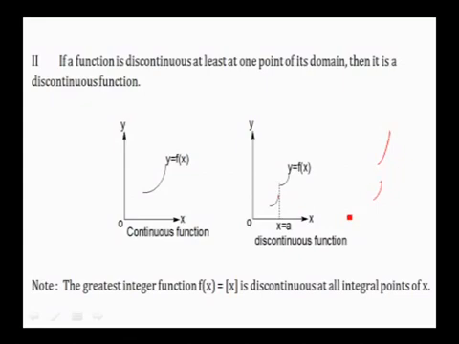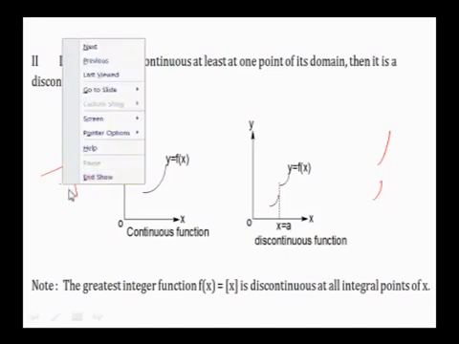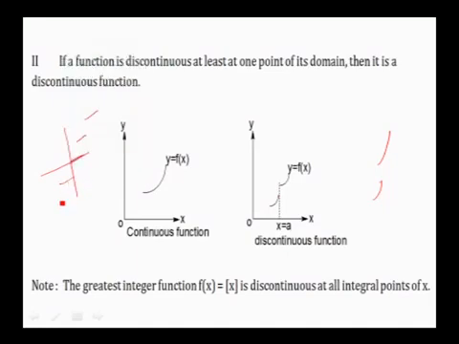So the greatest integer function f(x) = integral part of x is discontinuous at all integral points of x. ಸೊ ನೀವು ಇದನ್ನು ಗ್ರೇಟೆಸ್ಟ್ ಇಂಟಿಜರ್ ಫಂಕ್ಷನ್ ತೆಗೆದುಕೊಂಡ್ರೆ, ಅದನ್ನು ಗ್ರಾಫ್ ಬರೆದ್ರೆ ಸಾಮಾನ್ಯವಾಗಿ ನಿಮಗೆ ಹೀಗಿರುತ್ತೆ. ಸೊ ಈ ಥರ. ಸೊ ಯು ಫೈಂಡ್ ದಟ್ ದಿಸ್ ಈಸ್ discontinuous at all these points. ಈ ಇಂಟೆಗ್ರಲ್ ಪಾಯಿಂಟ್ಸ್ ಇದೆಲ್ಲ 1, 2, 0, -1 ಹೀಗೆ ಬರ್ತಾ ಇರುತ್ತೆ. ಸೊ ಅಟ್ ಆಲ್ ಇಂಟೆಗ್ರಲ್ ಪಾಯಿಂಟ್ಸ್ ಇಟ್ ಈಸ್ ಡಿಸ್ಕಂಟಿನ್ಯೂಸ್.